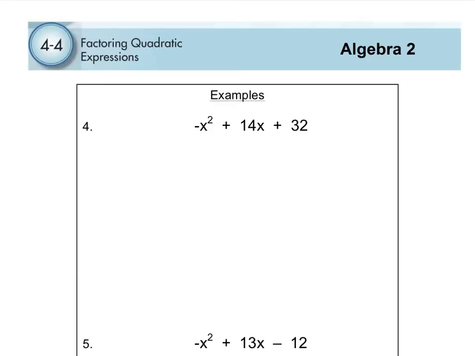Let's take a look at example number 4. As you look at example number 4, what do you notice is a little bit different? You'll notice that the first term is negative. We cannot have a negative first term. So what I want to do here is take a negative 1 out of everything. By taking a negative away from everything, it's going to switch the sign on each term. So if I take a negative 1 away, this is now an x squared minus 14x and minus 32.